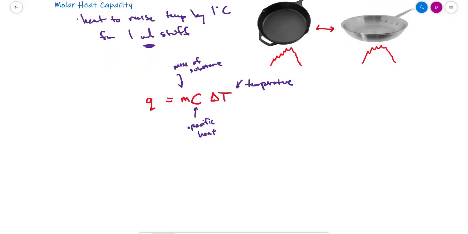So when we have a substance with a known specific heat, which again is the amount of heat in joules or kilojoules required to raise the temperature by 1 degree per gram, that unit then is going to be joules per gram per degree C. That's going to be specific heat. If we then know the mass in grams of that substance and the temperature in degrees Celsius, what that allows us to do is compute the overall heat transferred to that system in joules.